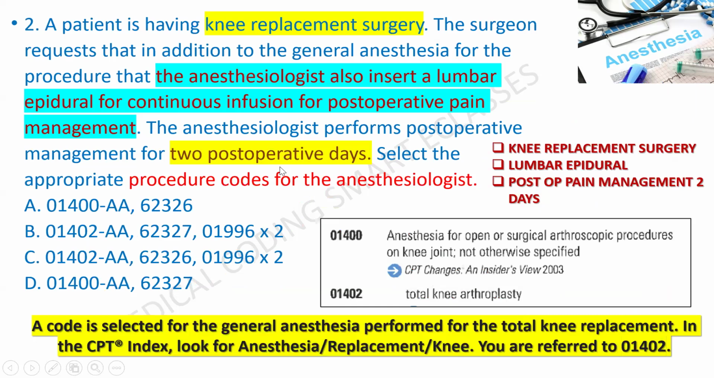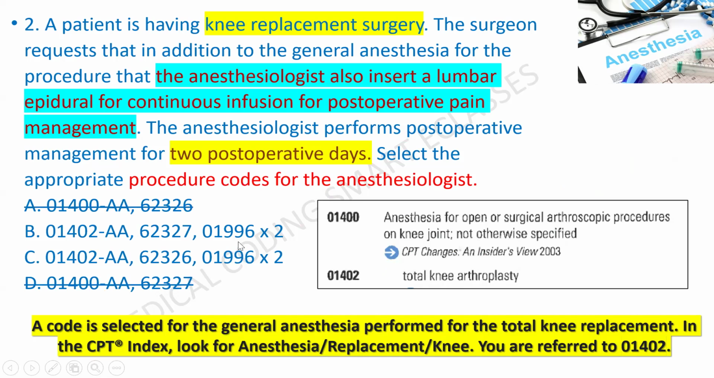Here we have two options, 01400 and 01402. 01400 is for open or surgical arthroscopic procedure on the knee joint, and 01402 is total knee arthroplasty. A code is selected for the general anesthesia performed for the total knee replacement. So what is the code? The more apt code is 01402, since the term knee replacement means a total knee replacement is done. So we have options B and C.